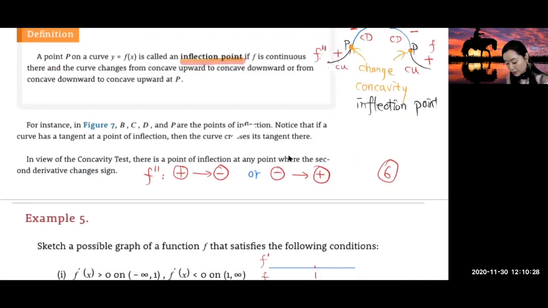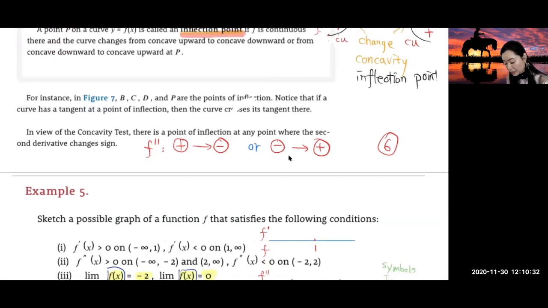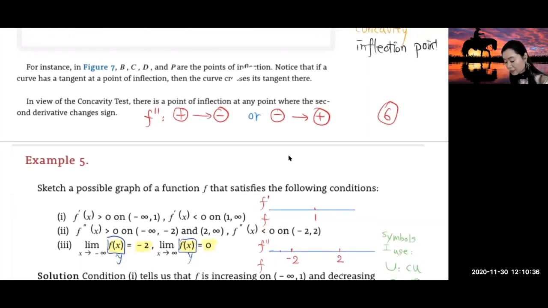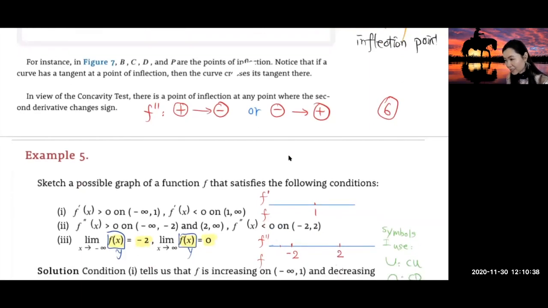So now we also have the second derivative. The second derivative tells you the concavity. The first derivative tells you increasing, decreasing. The second derivative tells you the concavity.